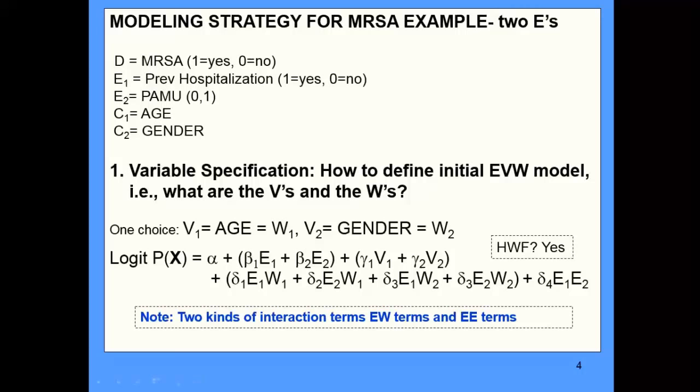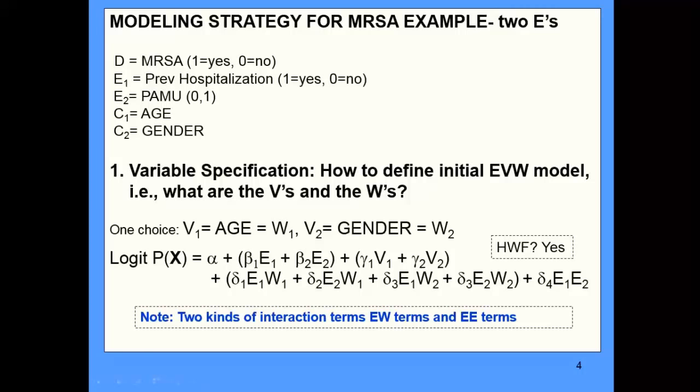Look at this model. What's different about this model than what we had before? Well, first of all, you notice I've written the two E's. There are two E's, not one E. So I'm trying to identify that I want to draw conclusions about whether either one or both, separately or together, predict whether somebody gets MRSA. And I want to control for these two variables, age and gender. I'm just going to control for them as they are, but I'm going to call them V's even though I'm not making them more complicated.